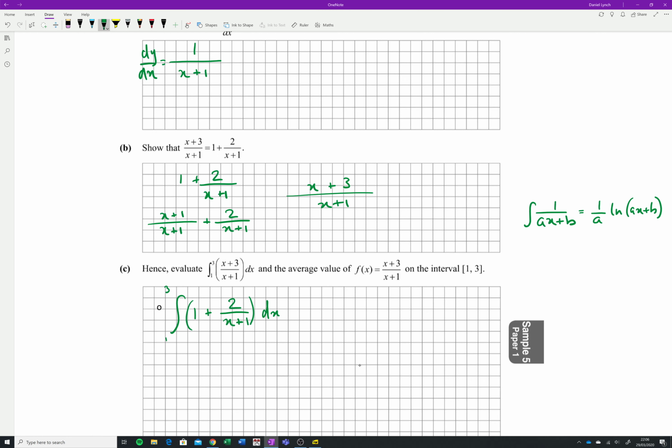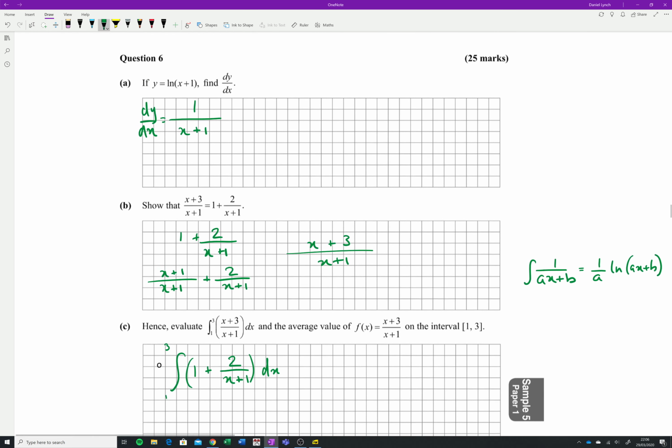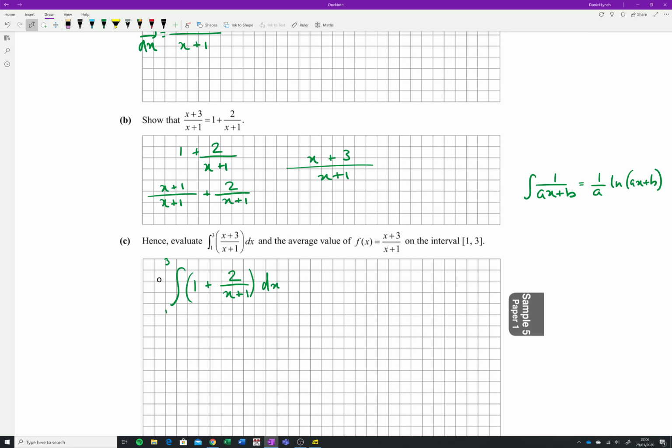Now have a little look at what we have here. We have the integral of 1 plus something. So we can break this thing up, and I will. Because you've got something plus something, you can do each one individually as you go along. So the integral from 1 to 3 of 1, that's dx, plus the integral from 1 to 3 of 2 over x plus 1.